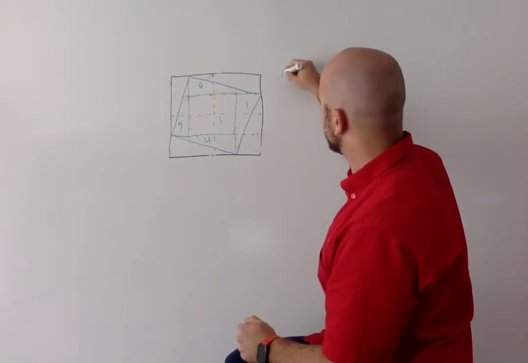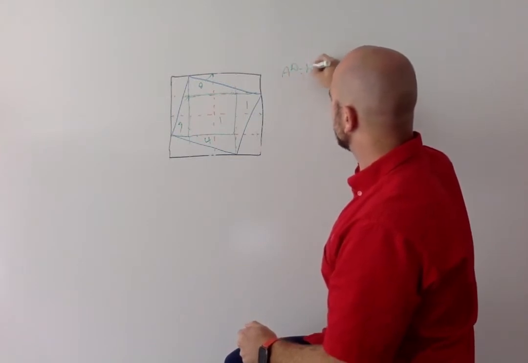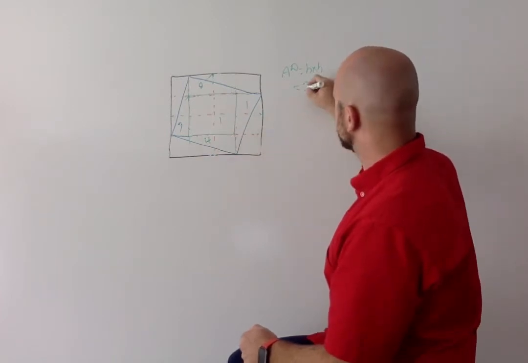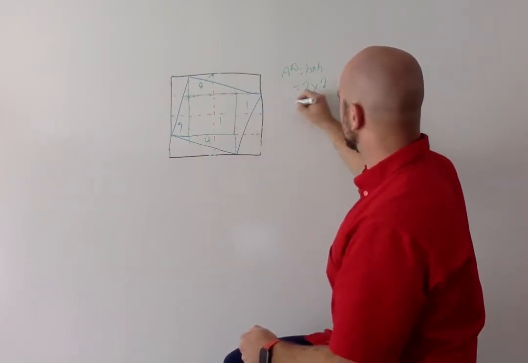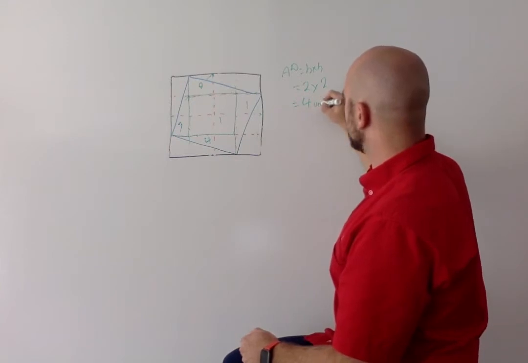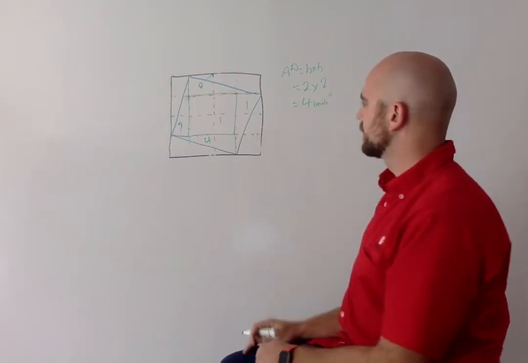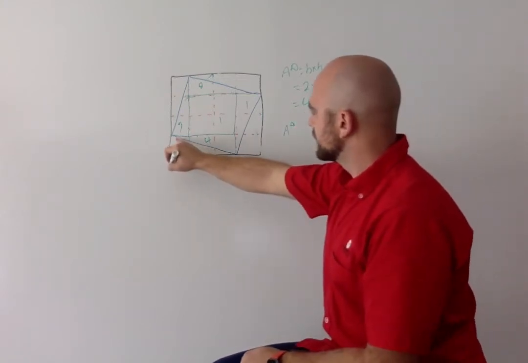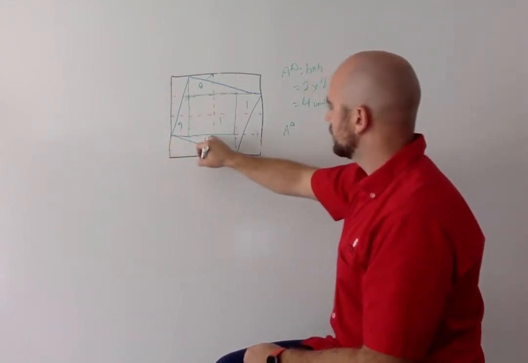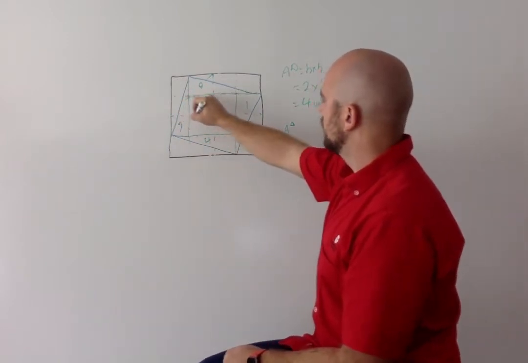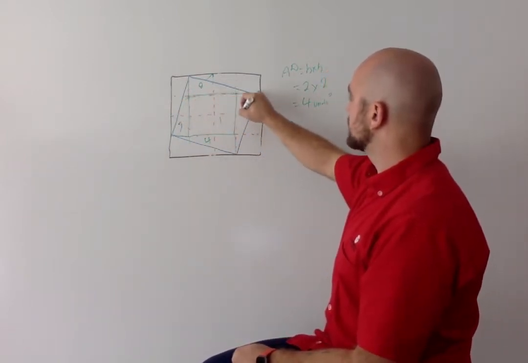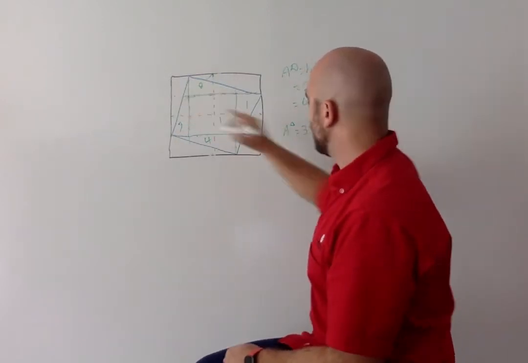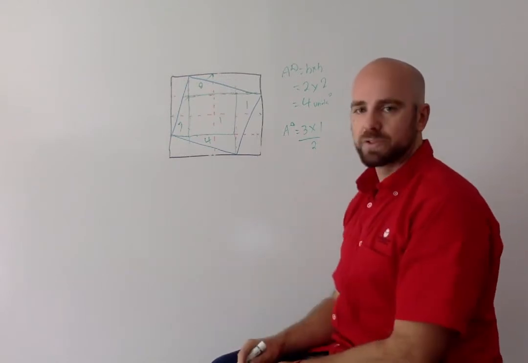So the area of my square equals base times height, which is 2 units times 2 units, which gives me 4 units squared. Now I'm going to look at one triangle. So the area of a triangle is going to be, I'll go to the top one, sorry, 1, 2, 3, because technically it goes all the way to the corner. So 3 times 1 divided by 2.